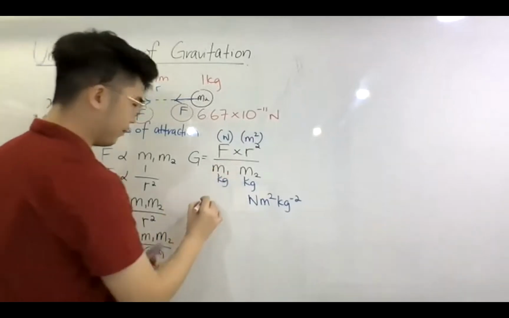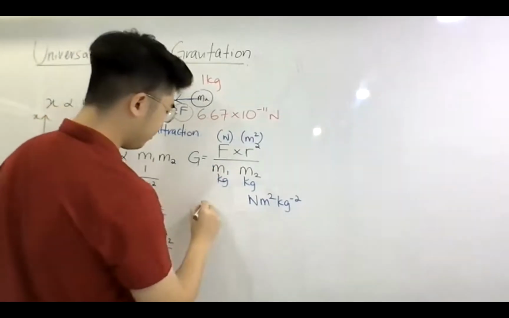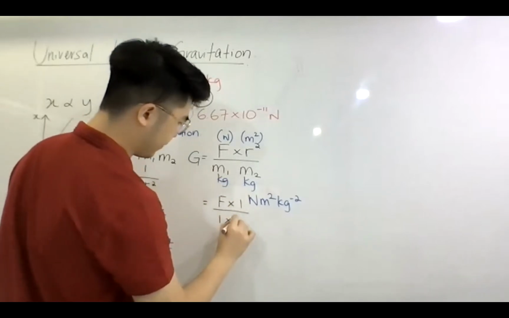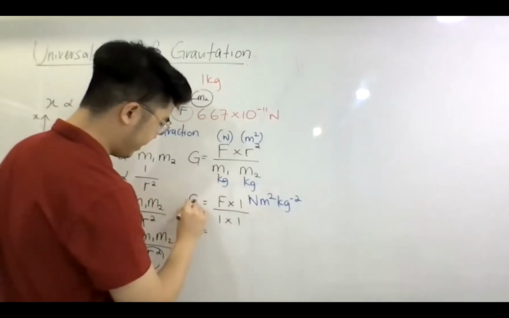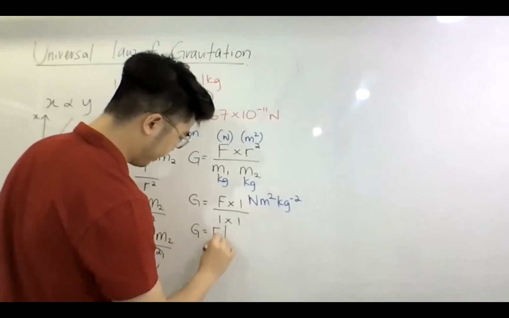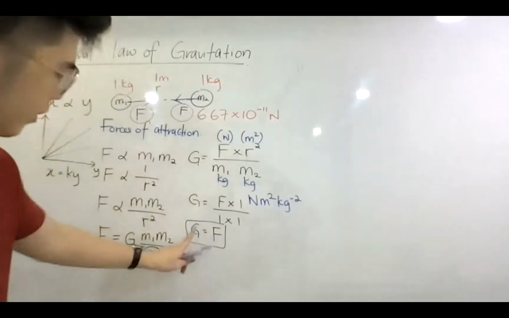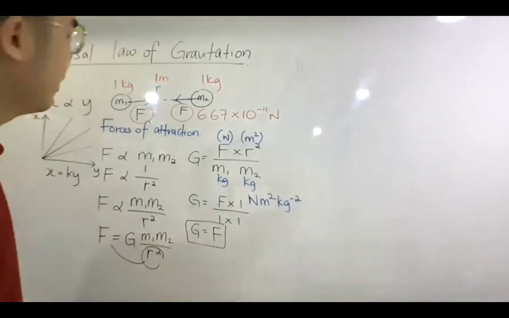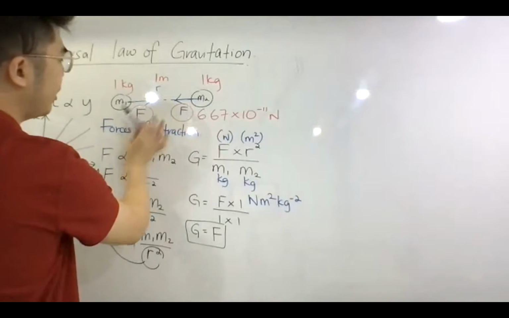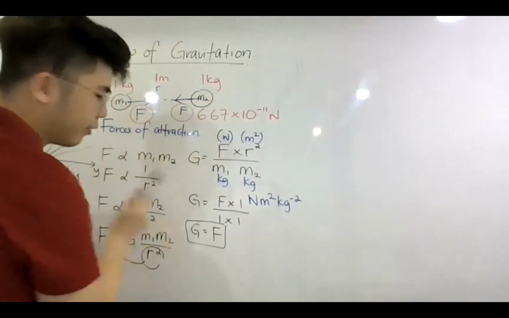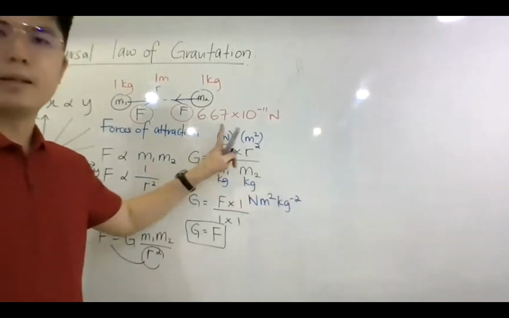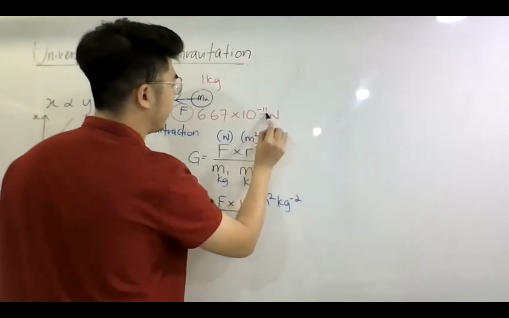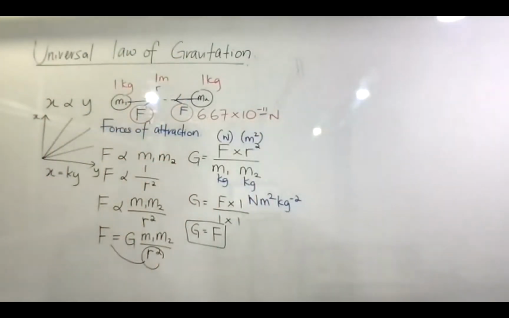Okay, if I put it in the equation, G equals force times 1 over 1 times 1. Everything is 1. So you will find that G equals F. So what is the gravitational constant? The gravitational constant is actually a force, only its condition is that when you take 1 kg at 1 meter, the force equals the gravitational constant, which is 6.67 times 10 to the power of minus 11, a very small value.